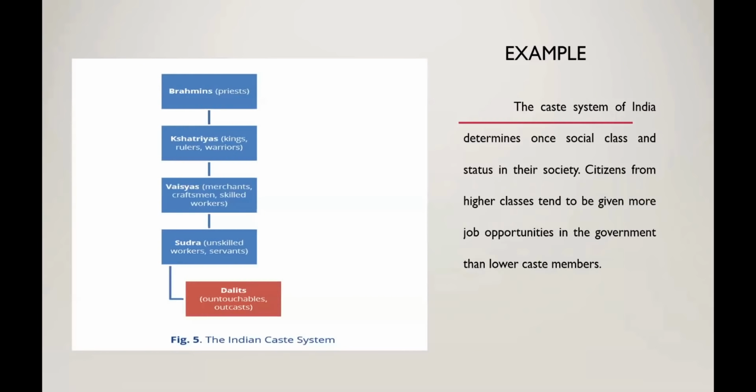So another example of socioeconomic class, we have the caste system of India. As you can see, we can identify who are those people who belong to the upper class and lower class. So we have the Brahmins, Kshatriyas, Vaisyas, Sudra, and Dalits.